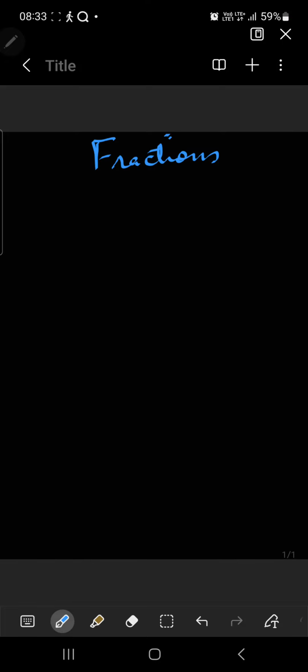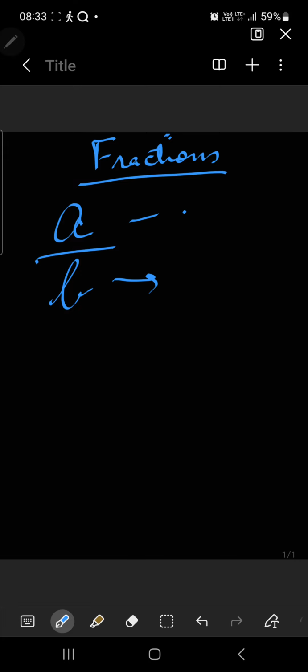So today we are discussing what fractions are. Any number which is in the form of a by b, any number you see in the form of a by b, these a and b are whole numbers.